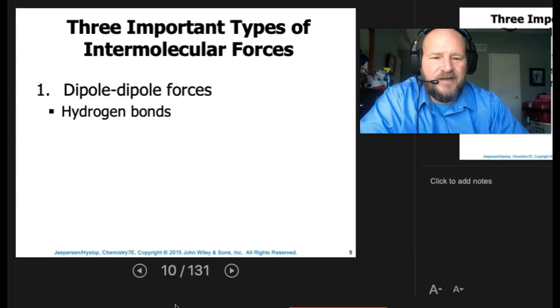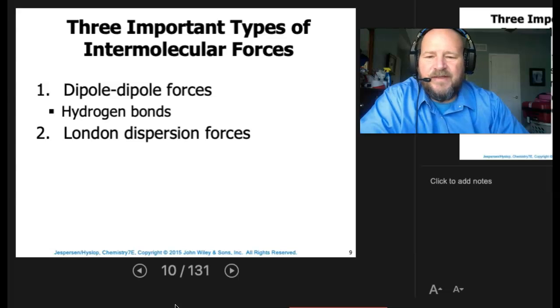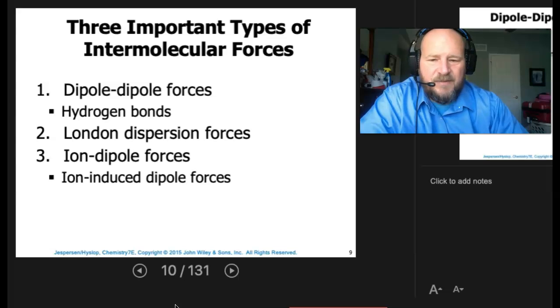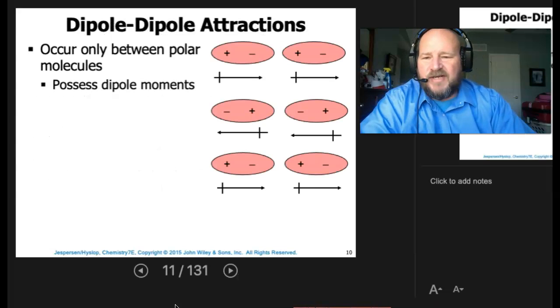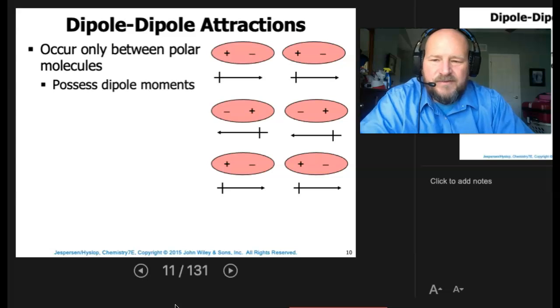Dipole-dipole forces, i.e. hydrogen bonds, any kind of partial negative, partial positive interaction. Then there's London dispersion forces. And then there's ion-dipole forces, right? This is ion-induced dipole force. So a dipole-dipole attraction occurs only between polar molecules.